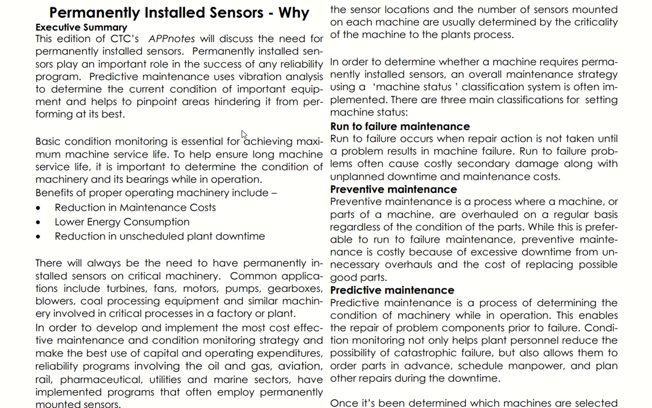So the first point would be the run to fail maintenance. So run to fail maintenance occurs when repair action is not taken until a problem results in a machine failure, right? So run to fail problem often causes costly secondary damage along with unplanned downtime and maintenance cost. So this is one of the severe faults.